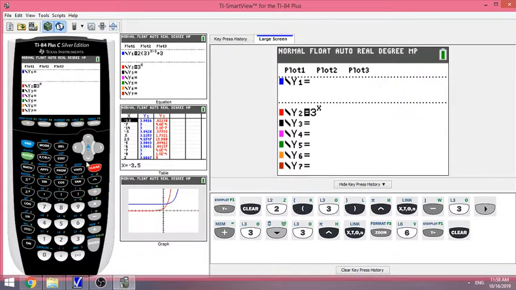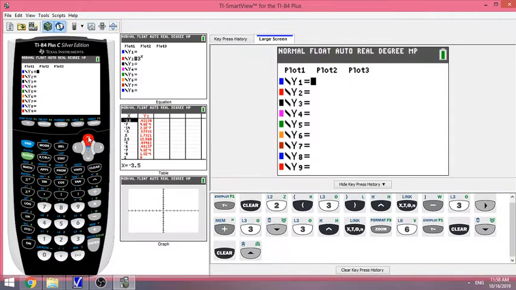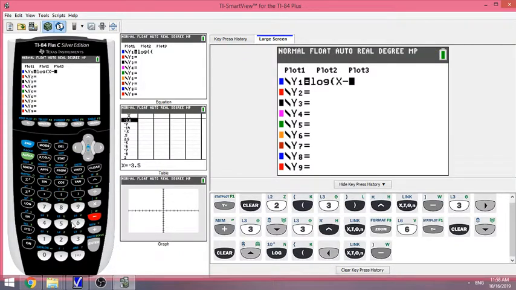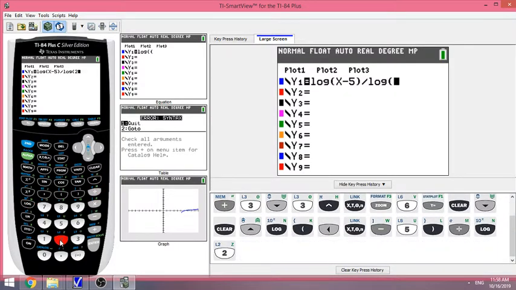And now let's talk about the log functions. Let's say we have log base 2 of x minus 5. So you want to type in log of x minus 5, divided by log of 2. The calculator doesn't allow you to put in the subscript number, so we have to do it this way with the change of base formula. And then we compare that to the parent function, log of x over log of 2.